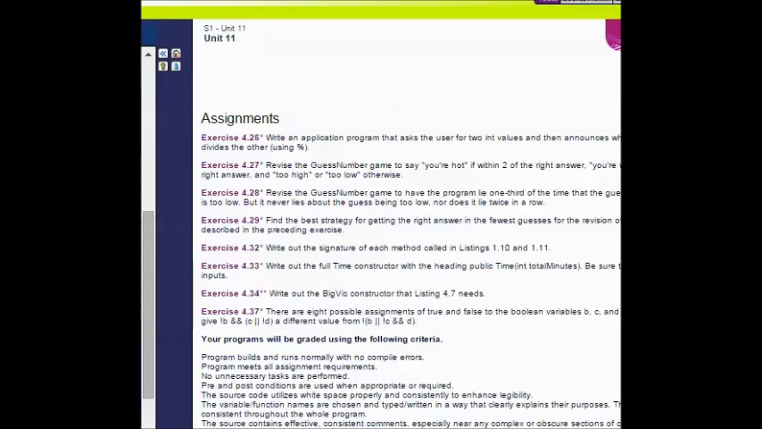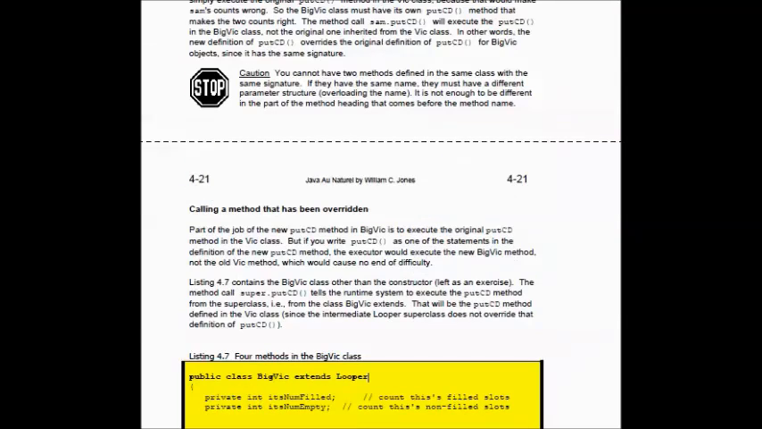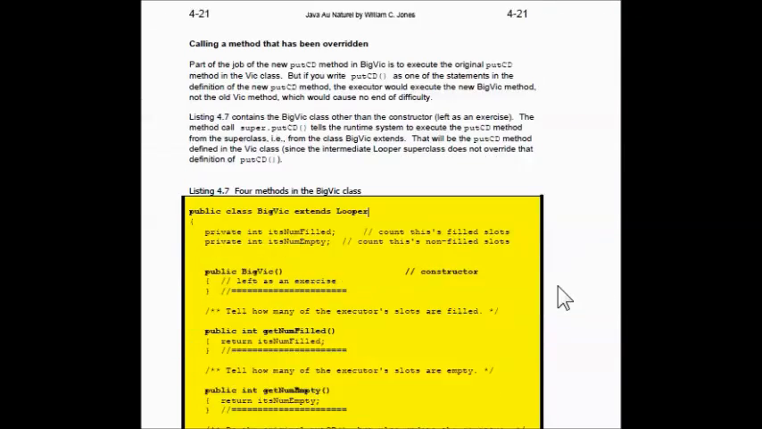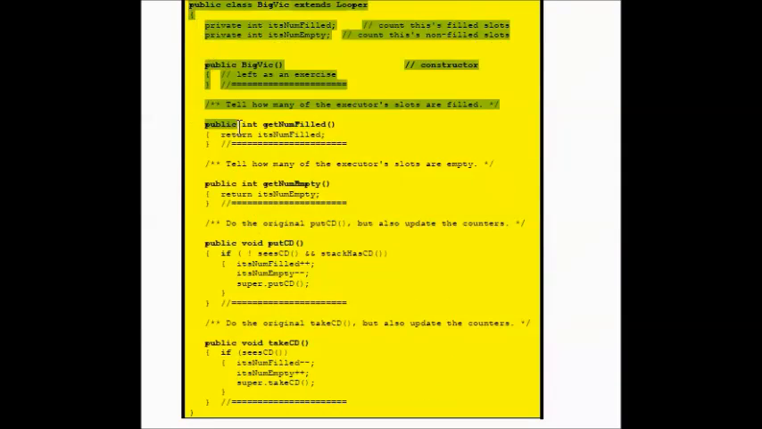So let's go to the listing 4.7. Okay, here's listing 4.7, so we're going to copy it. This is on page 421, okay? The methods of the VIC class, so we copy it.